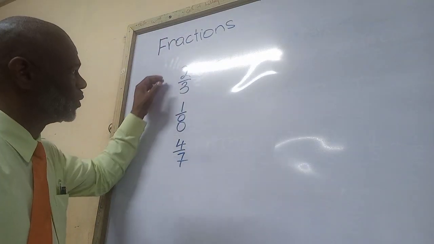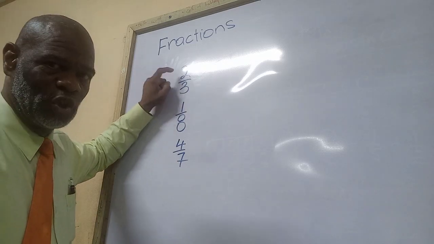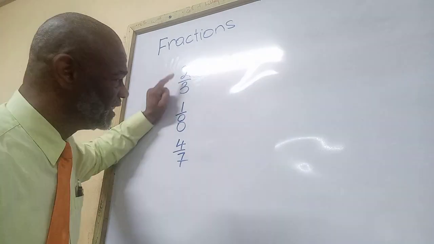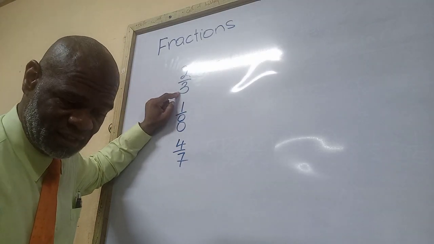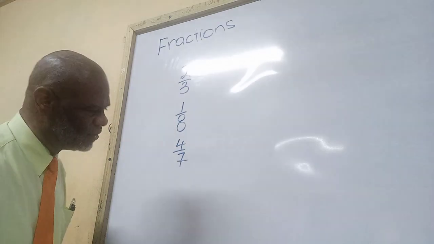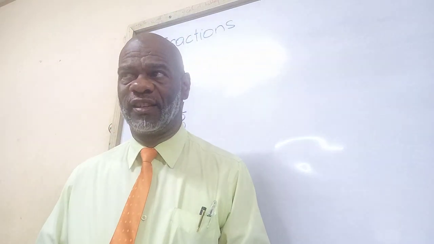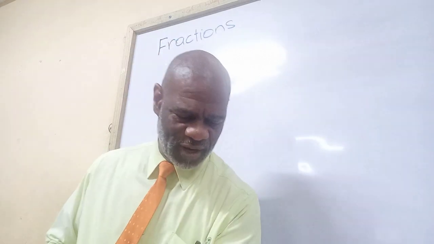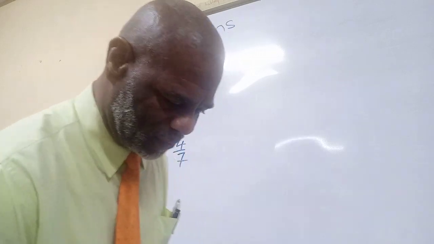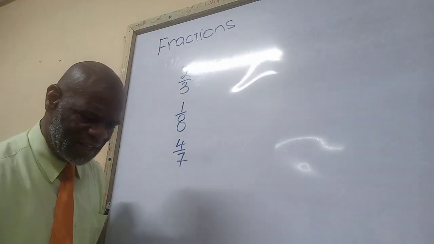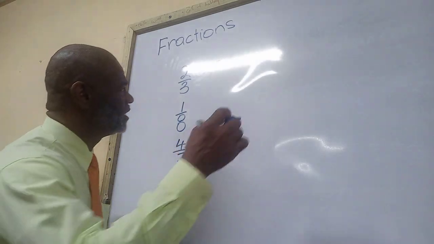So we have our numerator, our fraction line, and the denominator. If the numerator is larger than the denominator, then we say it is an improper fraction. Alright? Now, what do you think an improper fraction is? I'll give you a second to think about it. Put your answer in the chat. Alright. Now look at this.